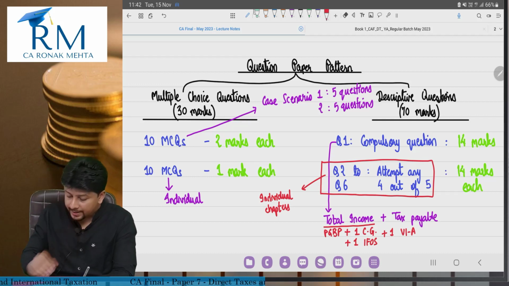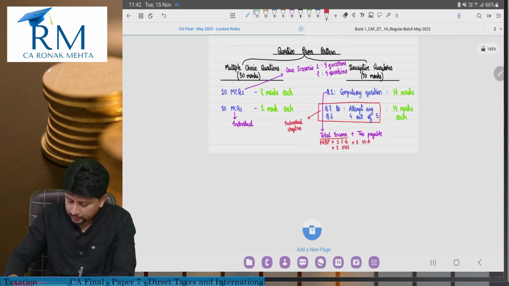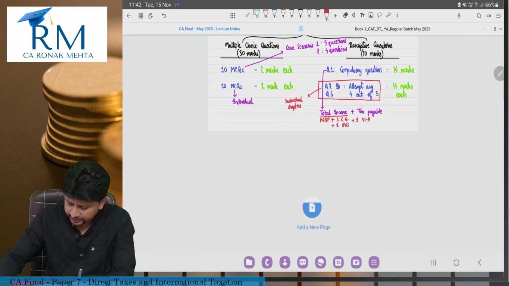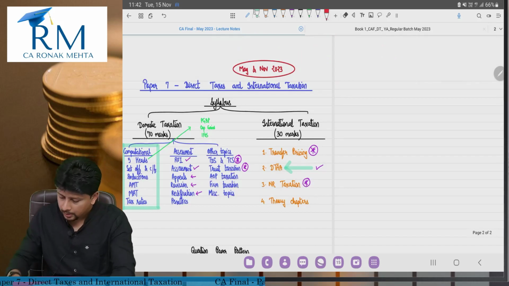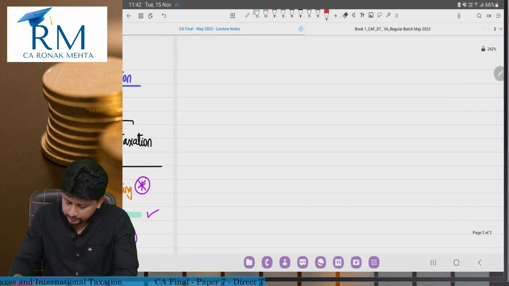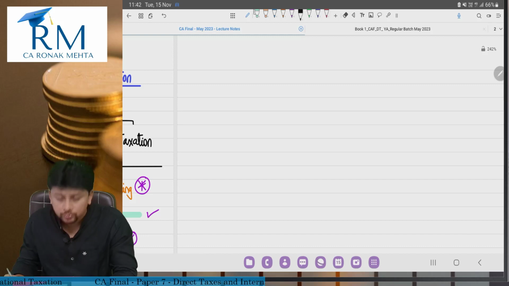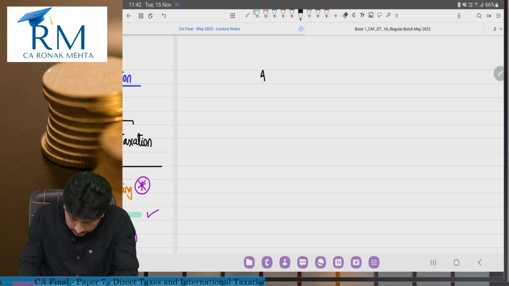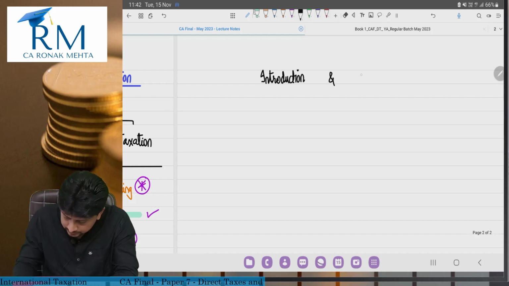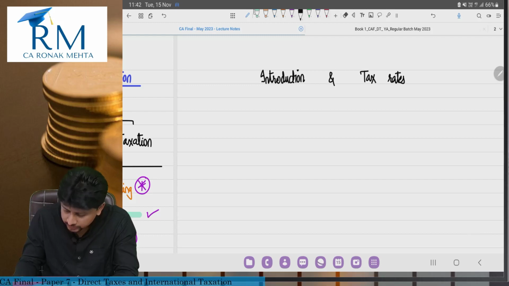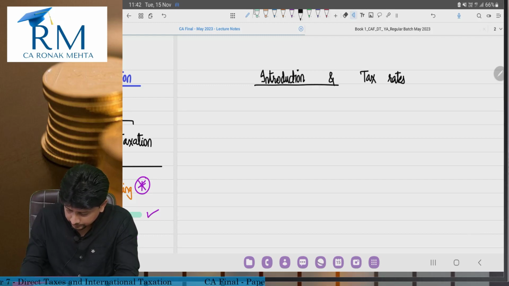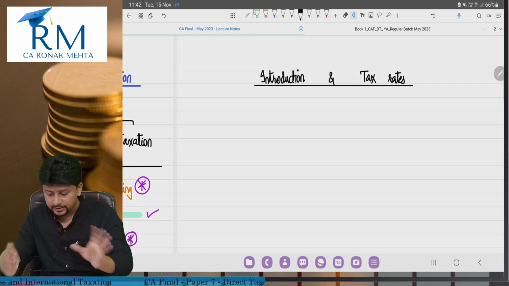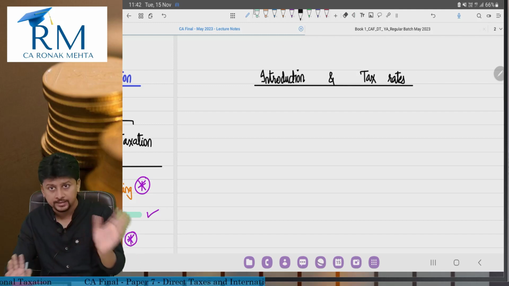Chalo. Now let's get into our subject. In the first lecture, what I want to discuss with the student is some introductory topics, and more importantly my focus is to make you understand and remember the rates of tax. So our discussion will broadly be divided into 2 categories, introduction and tax rate.